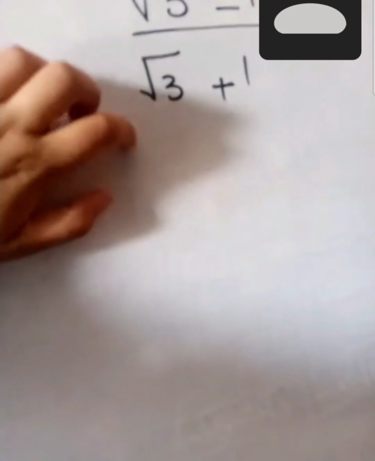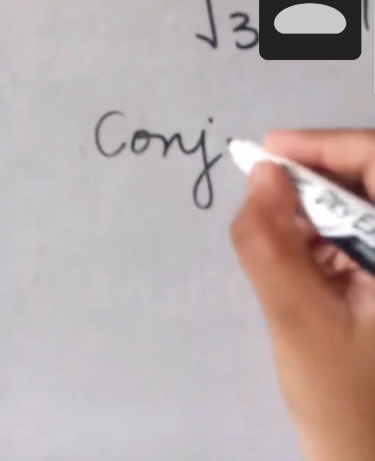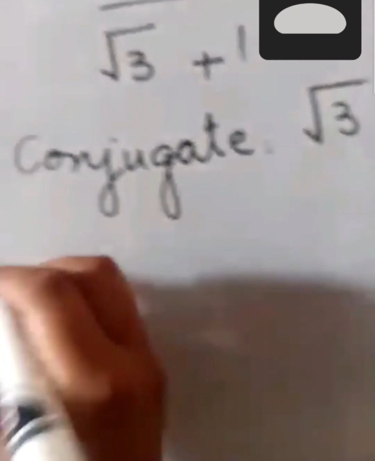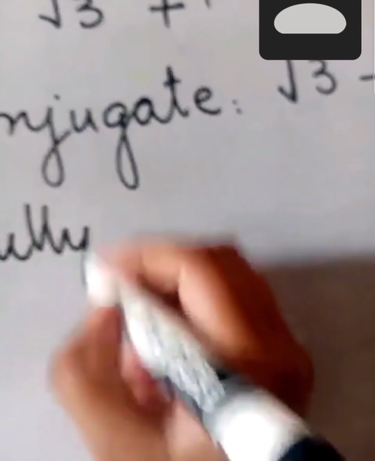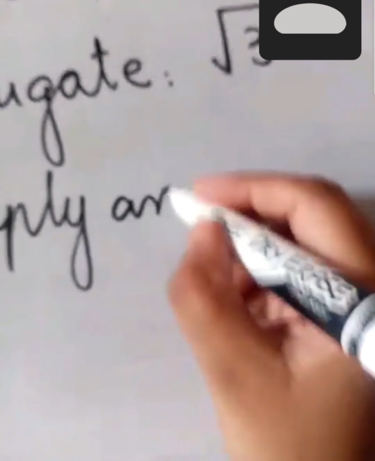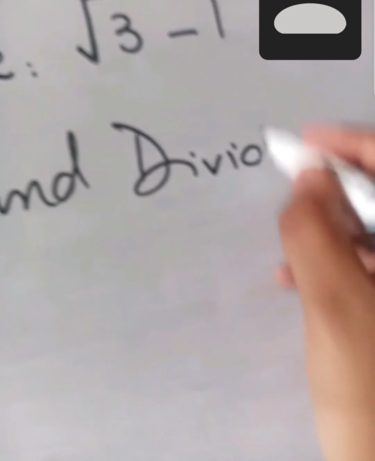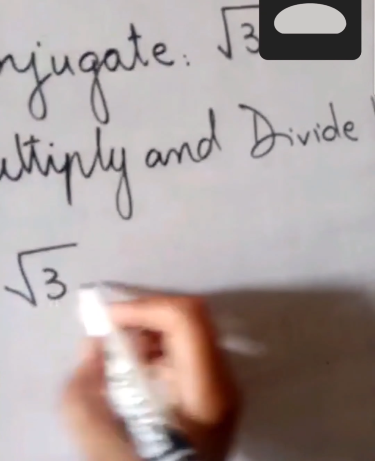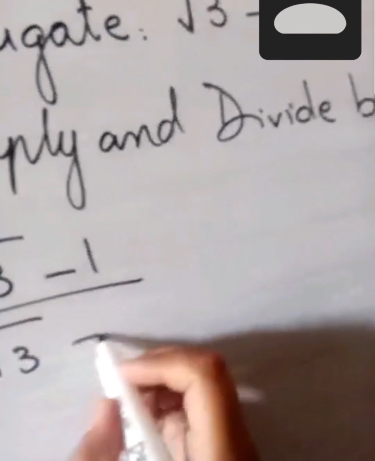Okay, first of all, check the denominator, not the numerator. Check denominator. It is square root 3 plus 1. ठीक है? So write down its conjugate. Square root 3 minus 1. ठीक है? Then you will write multiply and divide by square root 3 minus 1. So it will be square root 3 minus 1 over square root 3 minus 1.